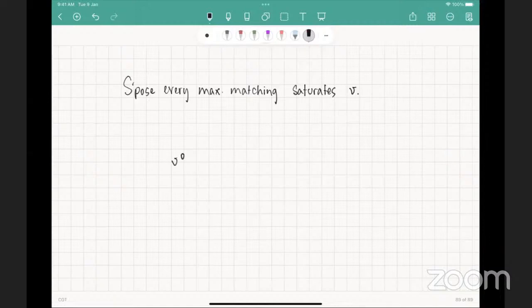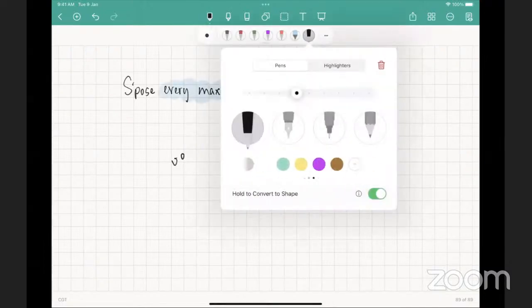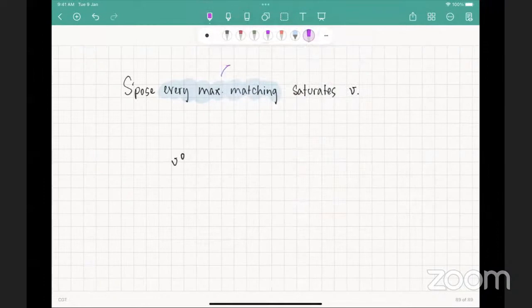So the first player has to move the token out of V. Let's fix one maximum matching and let me call that M. So let's fix one. And because it saturates V, there's one edge in M that has V as one of its endpoints. And then there's a bunch of other edges. And potentially there are some unsaturated vertices as well.